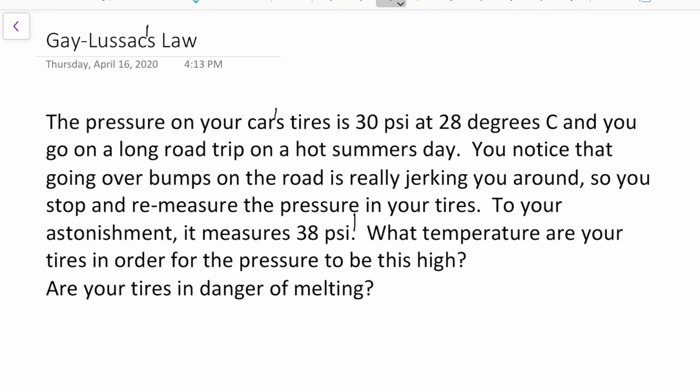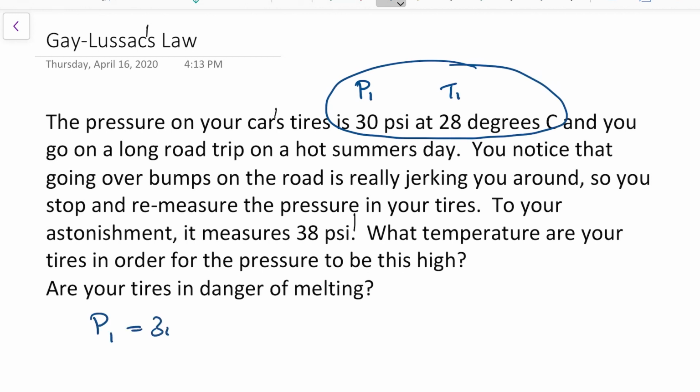It says right here the pressure on your car's tires is 30 psi. So this is pressure at 28 degrees Celsius. There's a temperature. So this pressure and this temperature go together. So we have P1 equals 30 psi, T1 equals 28 degrees Celsius, and ding, ding, ding, we don't want Celsius. So remember, we're going to add 273 to convert to Kelvin.